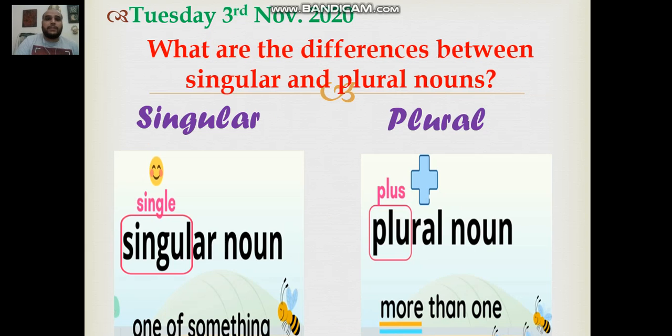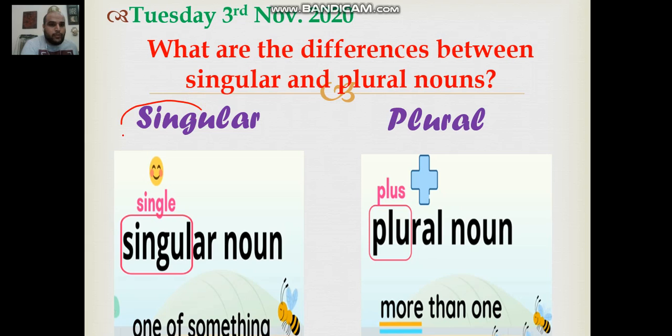Now, what are the differences between singular and plural nouns? First of all, before starting with singular and plural nouns and talking about the regular and the irregular plurals, first of all, I have a problem with some students. They do not understand, and during exams, they do not remember what is the difference between singular and plural.